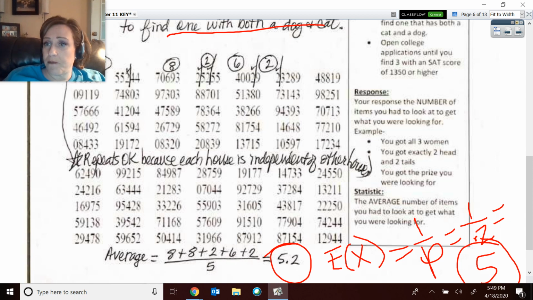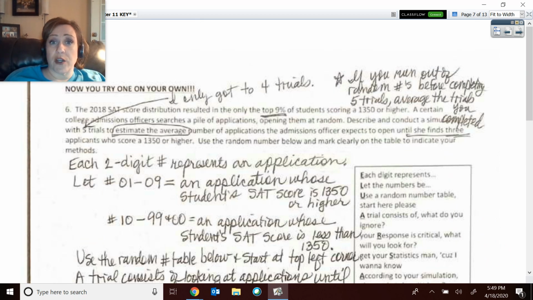until you find one. But you had to do number 3 on your own, or number 6 on your own. And so let's take a look at that. So this one again was one that actually you could not do theoretically because you were seeing how many applications the admissions officer had to look at to find 3. See, so that makes it not geometric.